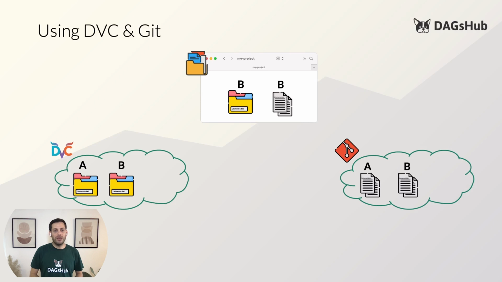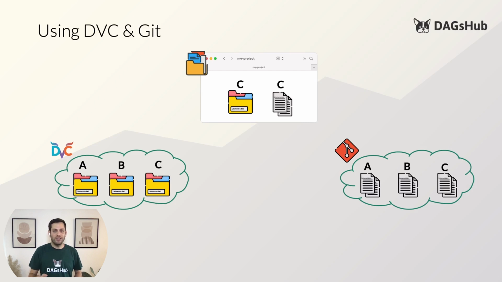So we will start by creating a new version of the data file, version C, and we'll use DVC to track it. This action will save the new version of the data file to a hidden DVC cache directory, and we'll also update the pointer file. And now we'll use Git to track the new pointer file.